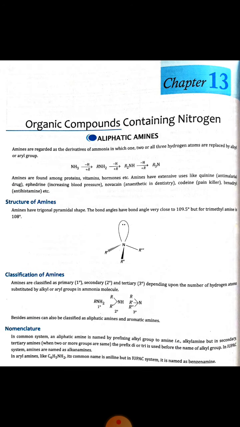We shall start the chapter, organic compounds containing nitrogen. Aliphatic amines. The topic is aliphatic amines. The formula for the aliphatic amines is RNH2. The amines are regarded as the derivatives of ammonia, in which one or two or all three hydrogen atoms are replaced by alkyl or aryl groups. Here the reaction has been mentioned, that is NH3.